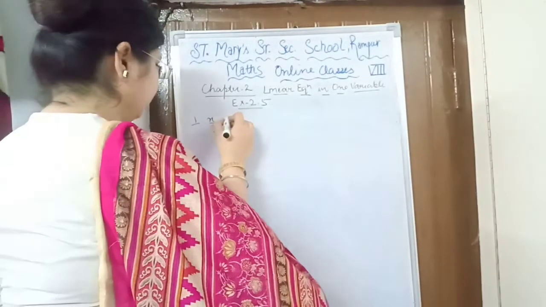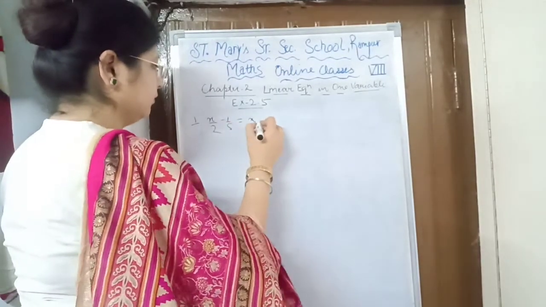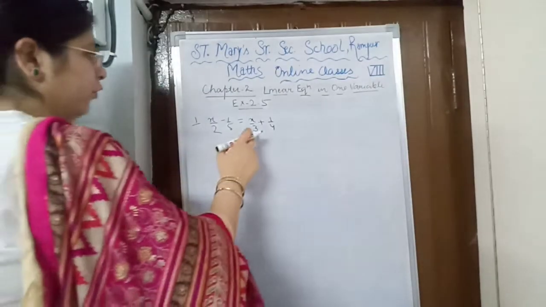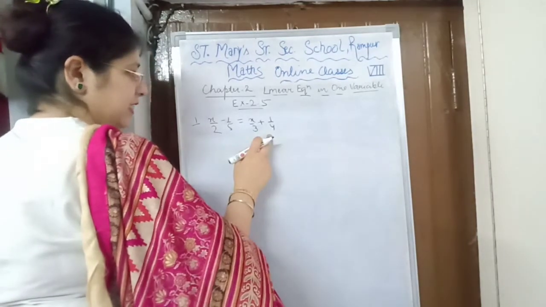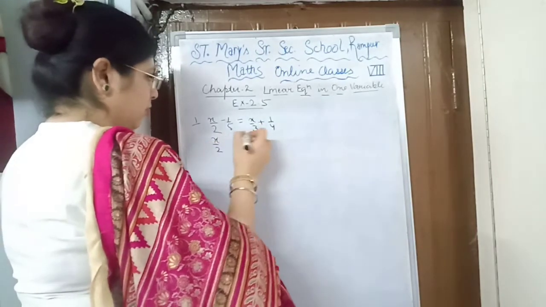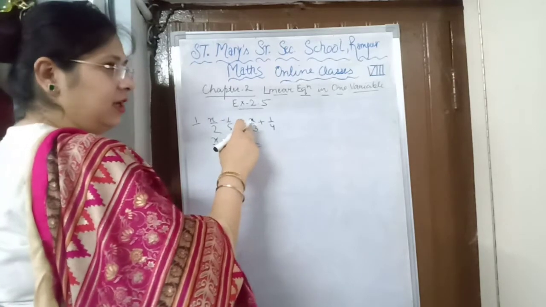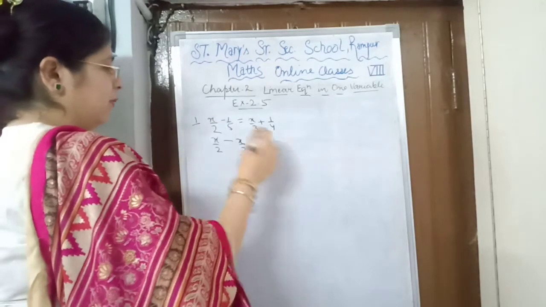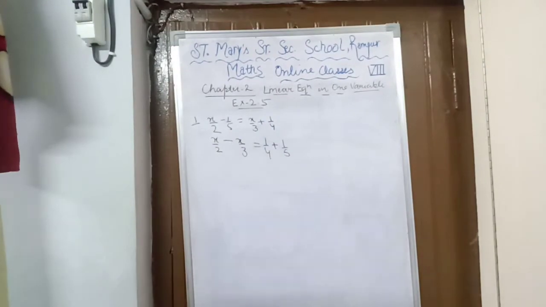minus 1 upon 5 is equal to x upon 3 plus 1 upon 4. So this can be done if you bring all the x terms together. Collect all the x terms on the left side. So x upon 2 minus x upon 3, because this term has a positive sign, and when we bring it to the left side it will become negative, and minus 1 upon 5 will become positive. Clear? Is this step clear or not?